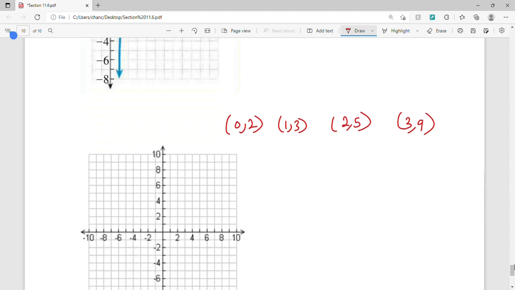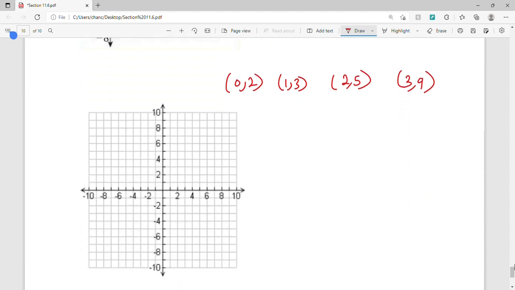So we can plot these points now and finish this problem up. 0, 2, 1, 3, 2, 5, and 3, 9. And it should look like a nice smooth curve. We'll try our best to connect all of the points. And there is our graph.